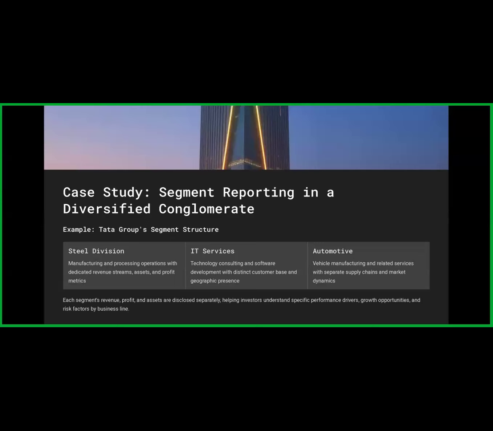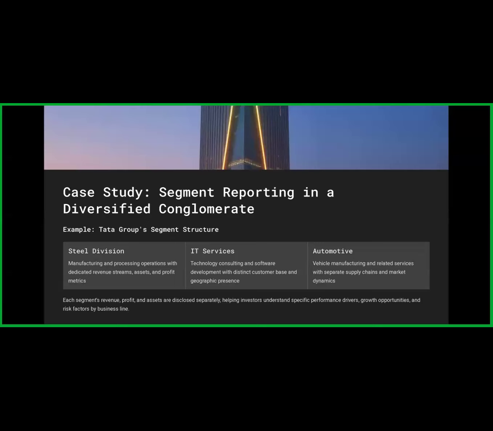So here is one case study given to us, that is segment reporting in diversified businesses. Here the example given is the Tata Group segment structure. We know that Tata is a corporate giant which works in different segments, like their steel division, IT services, and automotive. So when they disclose their financial information segment wise, there is the automotive segment, IT services segment, and steel division segment.